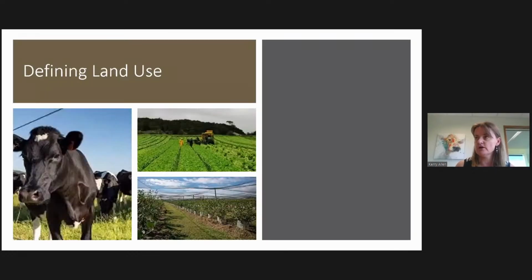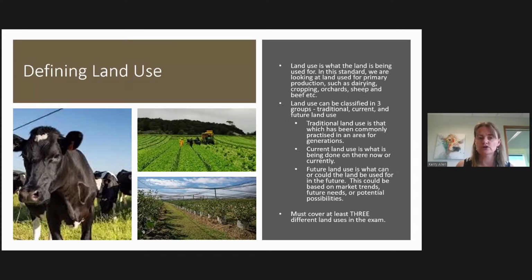Okay, so we'll just define land use in terms of the standard. So there's 3 types of land use that we're going to look at. And predominantly this is those 3 that we already talked about, so traditional, current and future. And we need to cover at least those 3 in the exam.